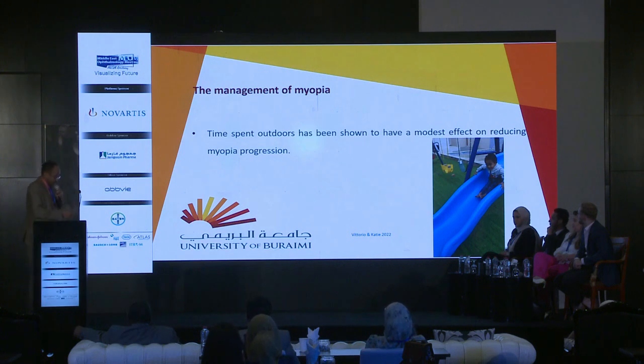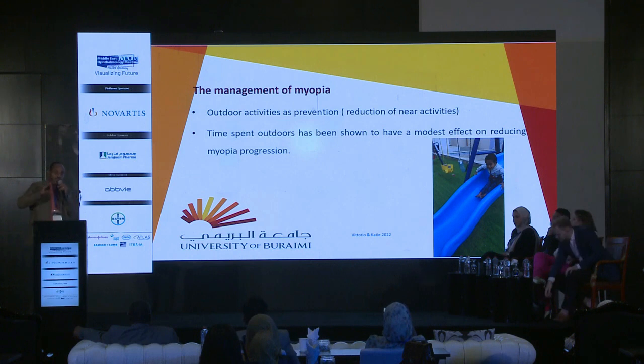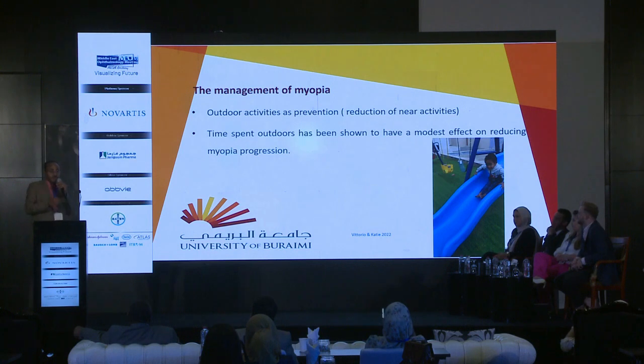This is a photo of my kid. And the prevention should concentrate on the reduction of near activities. All these things should be concentrated on these things. For that, now most practitioners give the children activity outside or outdoors and reduce the indoor activity to reduce progression of myopia. Because the headache is not the number of people who have myopia now. The headache is that the myopia increases more.